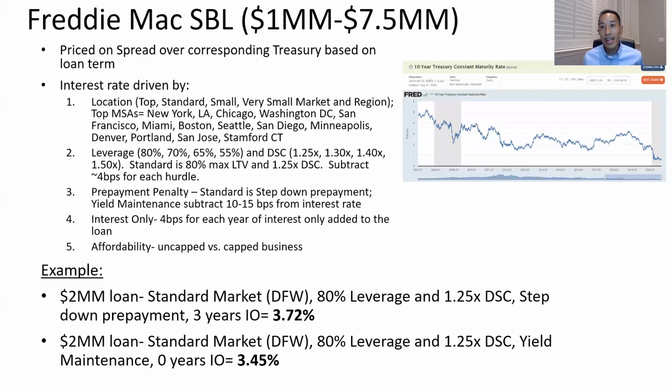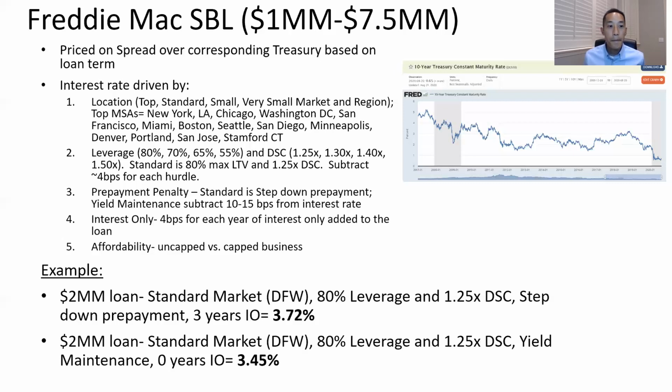So if you decide, hey, I want a year of interest only, it's going to cost you about 4 basis points in the interest rate. And so for each year you add on, if you do, let's say, a 10-year, you might be able to get 3 years interest only, then you're going to add 12 basis points. And the last thing is affordability.